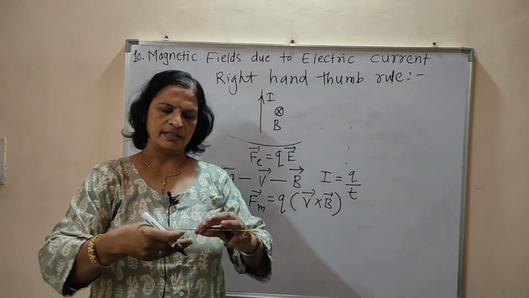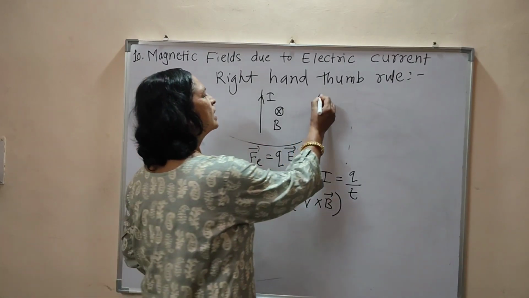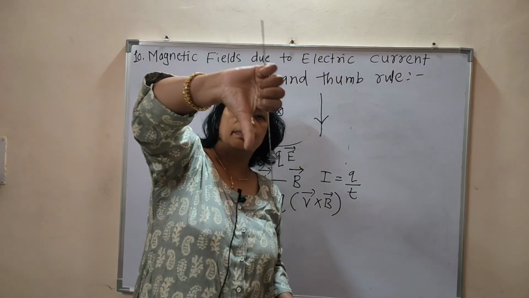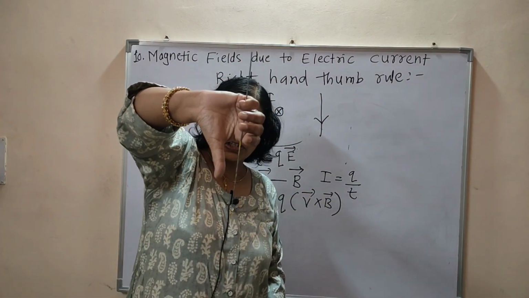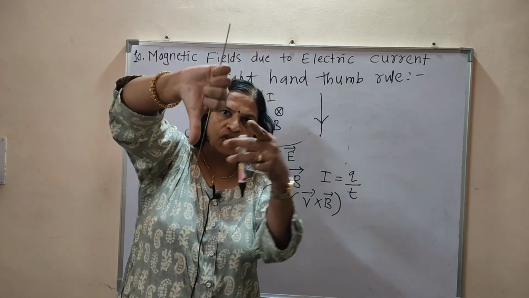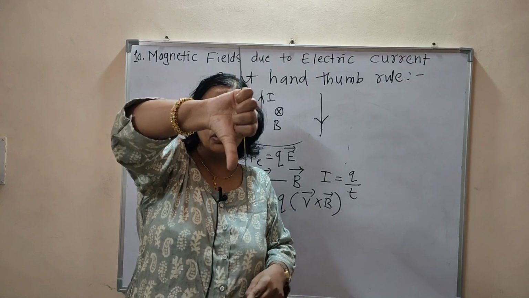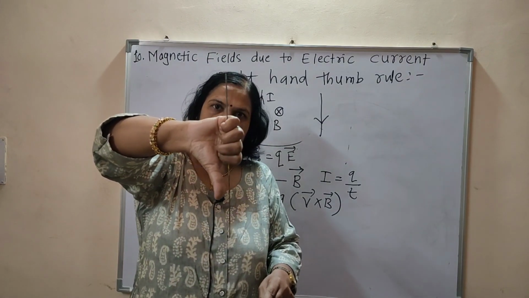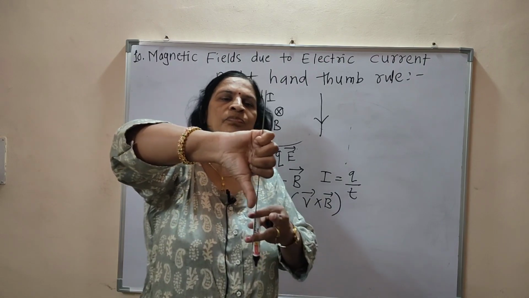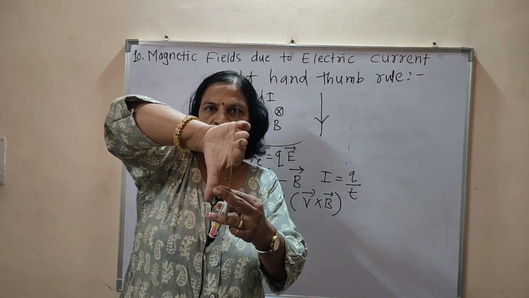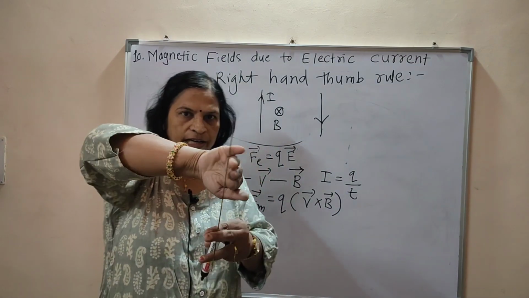If we reverse the case, suppose the current is in the downward direction, then what happens? In this manner, the current is in the downward direction, curl the fingers around the conductor, and the curled fingers give you the direction of the magnetic induction, and this is the outward direction. The direction of B is outward.